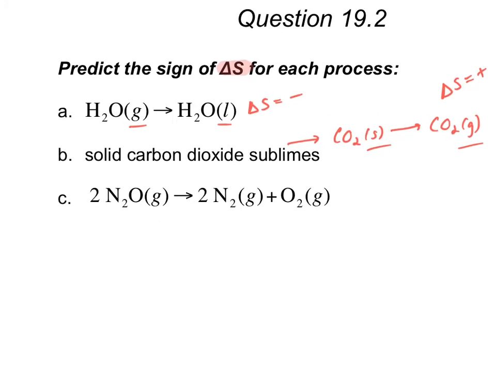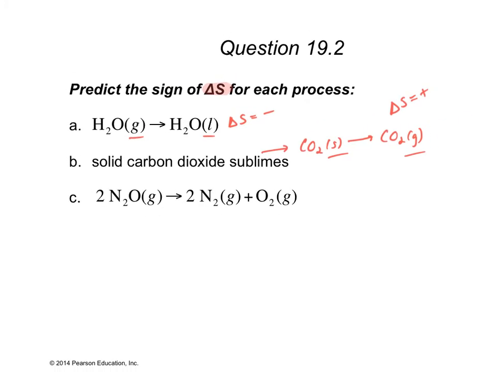And then the last one is not trying to be super tricky. We have a gas and we have gases. What's going to be the deciding factor in determining if this is a positive or negative delta S? More molecules, right? The more moles of gas that are produced, the more entropy. So we have 2 molecules going to 3. Because our final state has more molecules of gas, this is also going to have a delta S that is positive, okay?